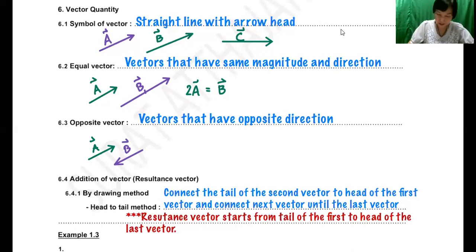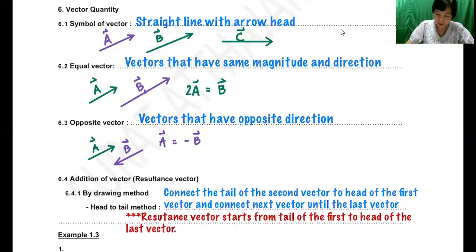In this case, I can summarize that vector A equals negative B. Negative B means that vector B has the same magnitude as A but opposite direction to A.